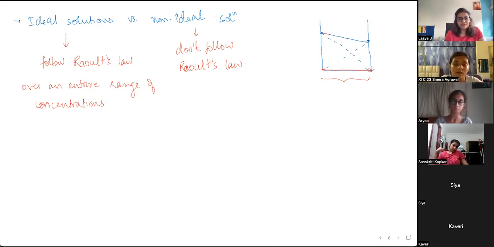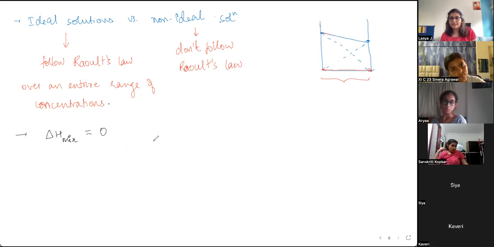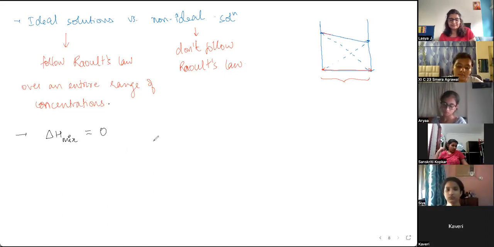And some characteristics of ideal solutions that are observed is that the delta H of the mixture, so basically when you mix both of them, the change in enthalpy should be 0. So it shouldn't be exothermic or endothermic. So acid-base dissociation is happening, and heat is acid-base.